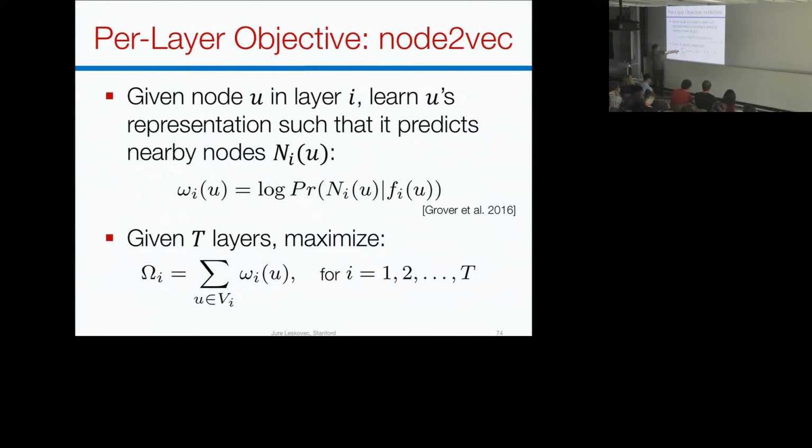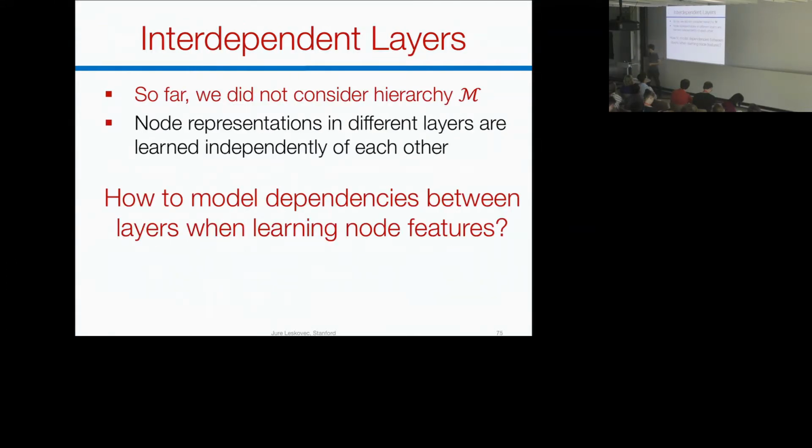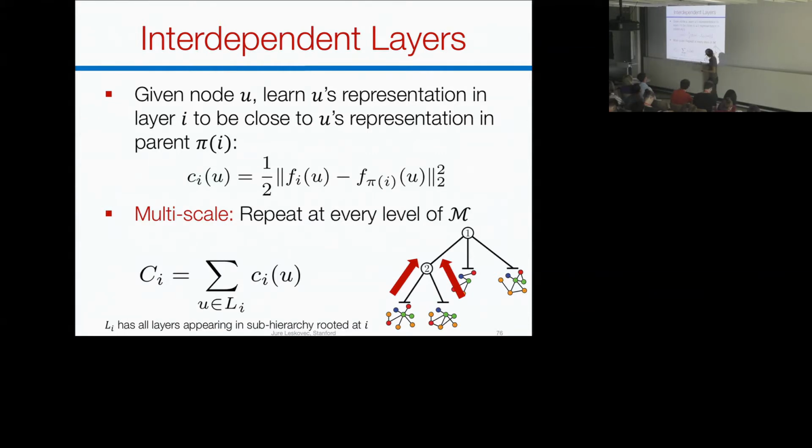So for the node, I have a layer-specific feature representation. One part of my objective function will be that, given that I have T layers, I want to maximize the log probability of node u across all the layers. This is exactly what I already explained to you. This is now basically just node2vec individually on each layer. So now the question is, how do I bring in this hierarchy? Because I don't want to learn node representations independently across layers, but I want these representations to be informed by the hierarchy I have. So I want to model dependencies between the layers when learning node features. And the way we will do it is the following: we will also learn coordinates of the nodes in the inner nodes of the hierarchy.